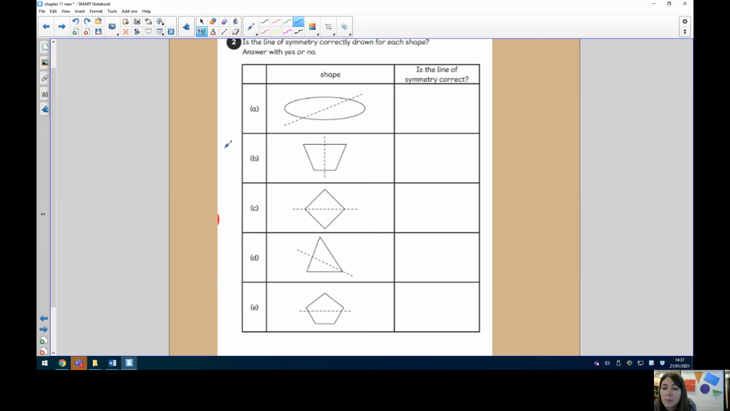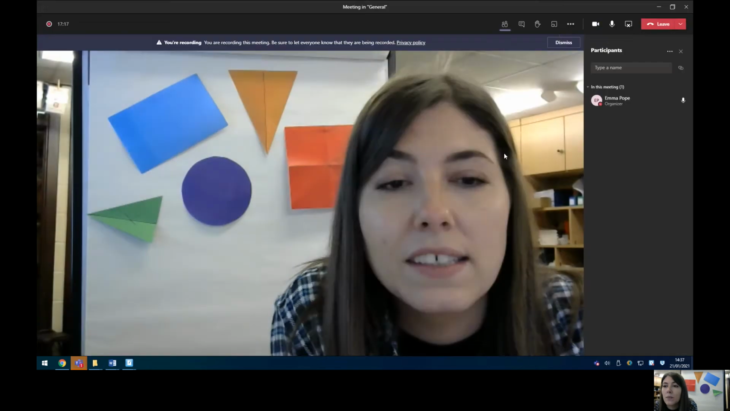A line of symmetry is the place where we can fold a shape so that it looks exactly the same on both parts. If it has that line of symmetry, we can say the shape is symmetrical.